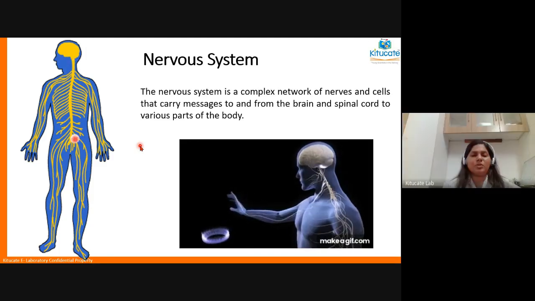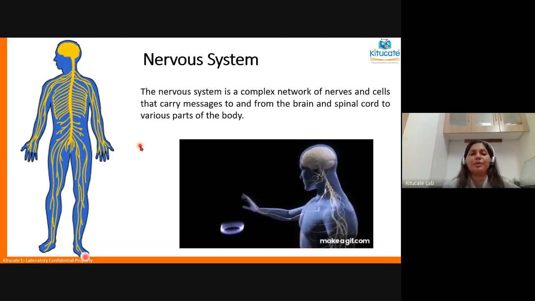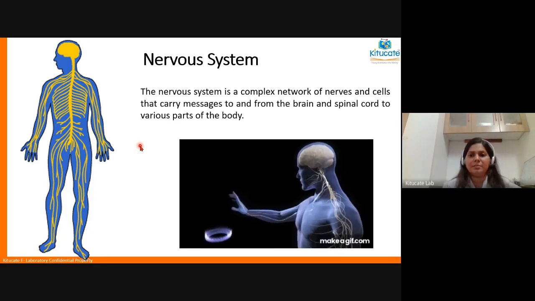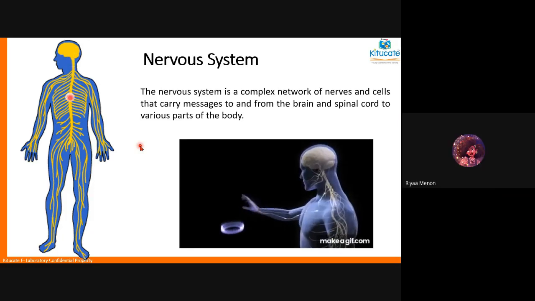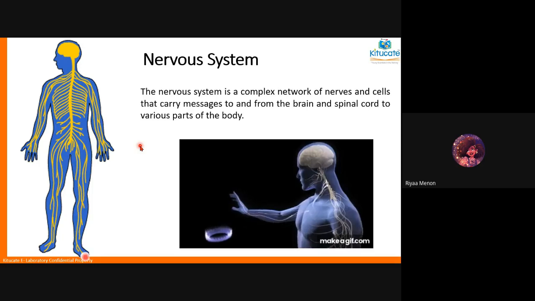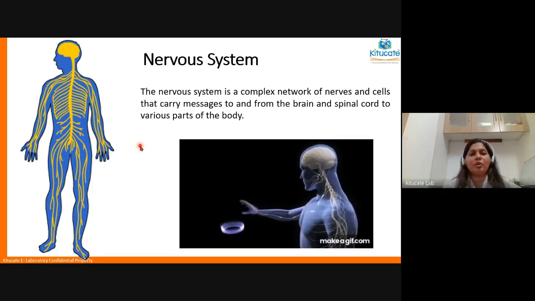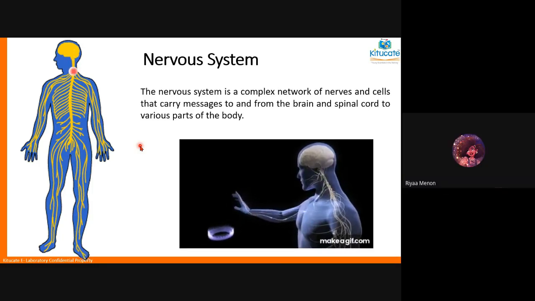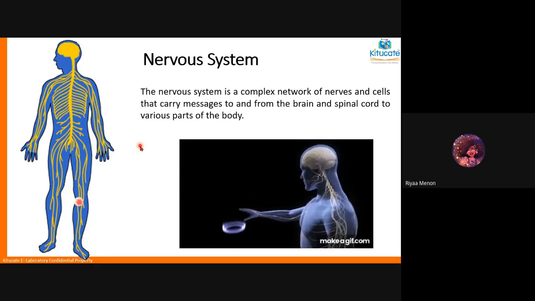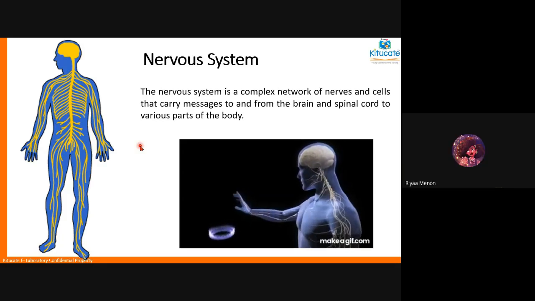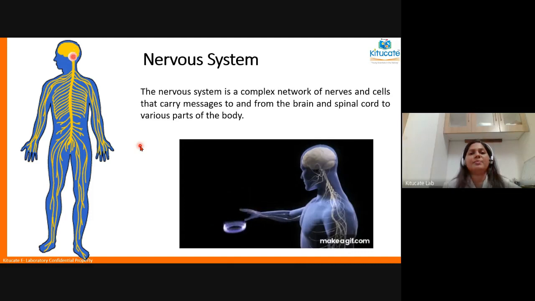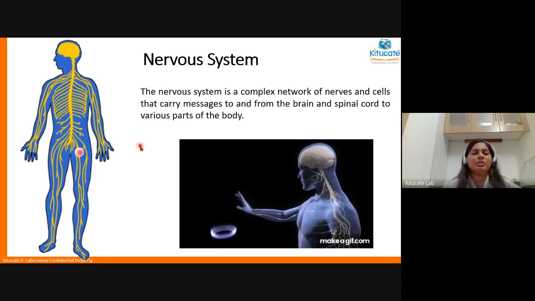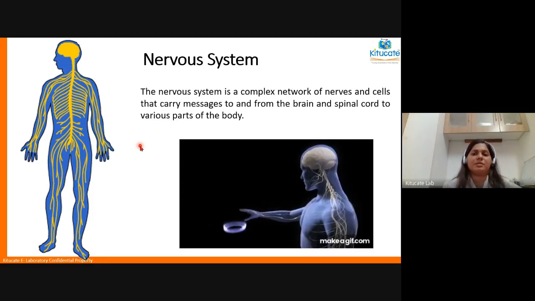Really fast. Okay. So, what are the different organs which are involved in the nervous system? The brain, I think that's the only organ, right? The brain, the spinal cord, and the nerves. The spinal cord's an organ? Yeah. Oh, I didn't know that. Okay. The brain, the spinal cord, and the nerves, they together form the nervous system.